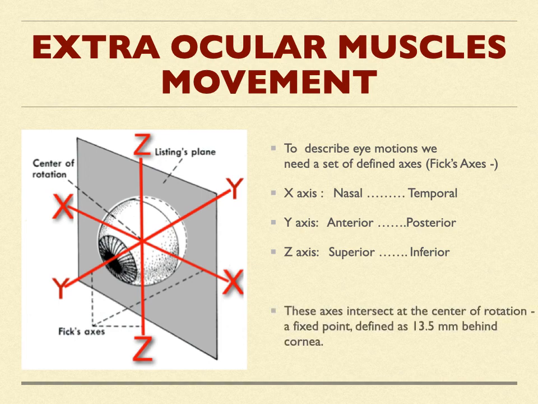These axes intersect at the center of rotation, and where is this center? It's a fixed point defined 3.5 millimeters behind the cornea, inside the vitreous cavity.